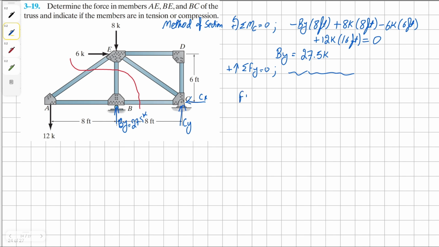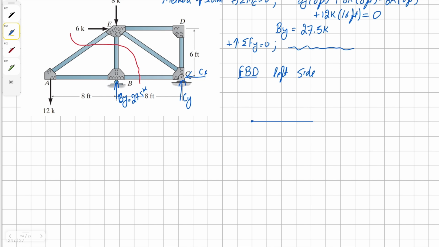Now let's draw the free body diagram of our leftmost side. We're going to have member AB. At A, we have external reaction force of 12K. At B, we have external reaction of 27.5K. Then we're going to have reaction from force BC. We're going to have force reaction from member AE. And lastly, we're going to have another one from member BE.